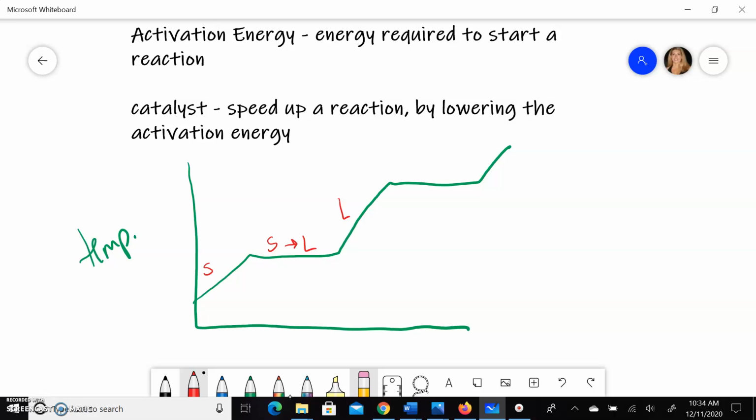So now we have a liquid. Another flat line means another phase change. And then we have gas at the top. And there are some equations that we used for these calculations.